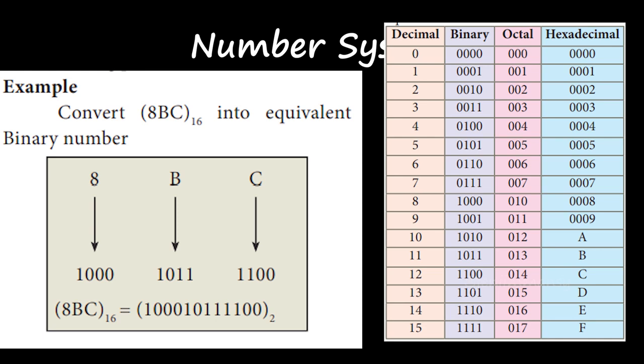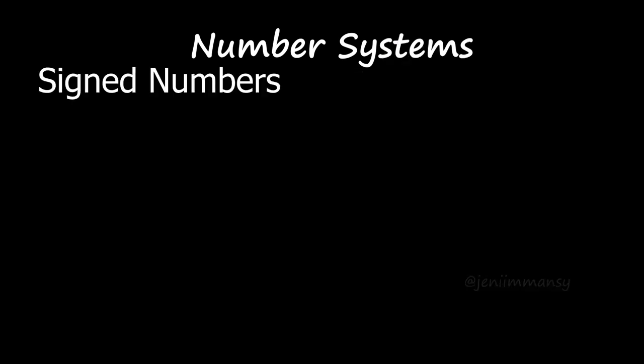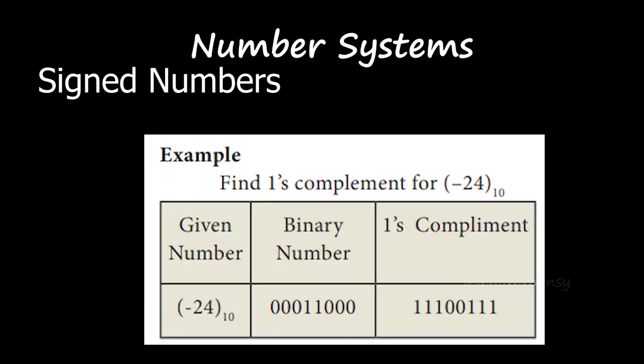Okay, and the next one is signed numbers, that is binary representation for signed numbers. Signed magnitude representation means here you will have ones complement and twos complement. Ones complement in the sense whatever binary value is there, you will just convert or invert. 1 you will write as 0 and 0 you will write as 1. So that is the ones complement.